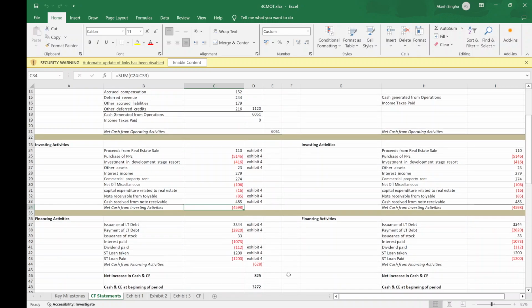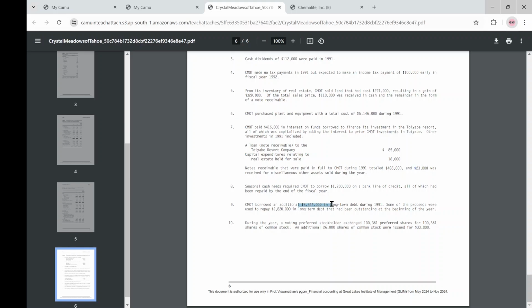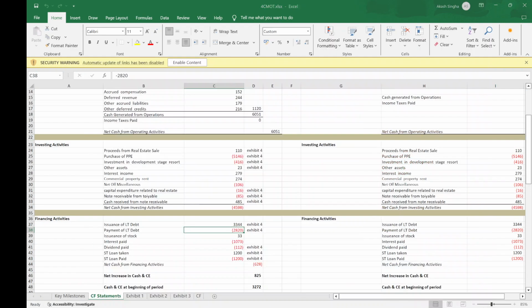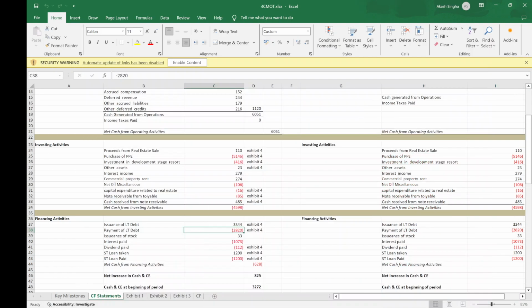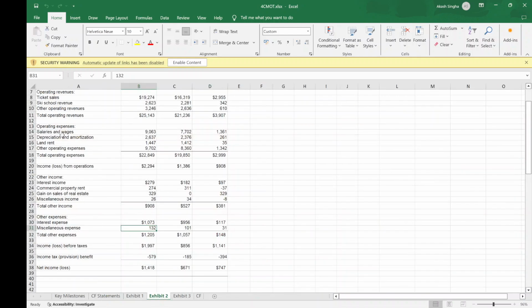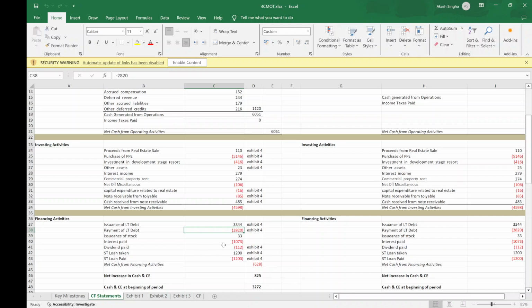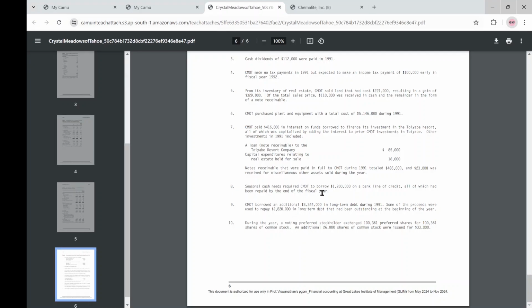Now, issuance of long-term debt is also given in Exhibit 4. This is the long-term debt we took, and this is the long-term debt we paid. Then issuance of stock, we got 33, so positive 33. Then interest paid, how much, that is given here. We paid it, so negative cash flow. Dividend paid was written at the first. And in the cash flow, one point was written that 1200 was taken on a line of credit and paid.